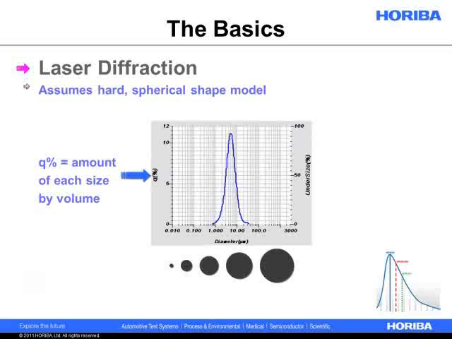So let's go into a little bit more detail about laser diffraction. It assumes that the particles you're looking at are hard and spherical. And what I mean by hard is essentially non-porous. Right? It doesn't look like an asteroid. It basically looks like a hard rubber ball, something like that. And this is what a typical distribution might look like. Where the y-axis, at least in the case of the LA950, we define as Q%, which is the amount of each size by volume, and the x-axis, which is sizes on a log scale, and it always goes from small to large.